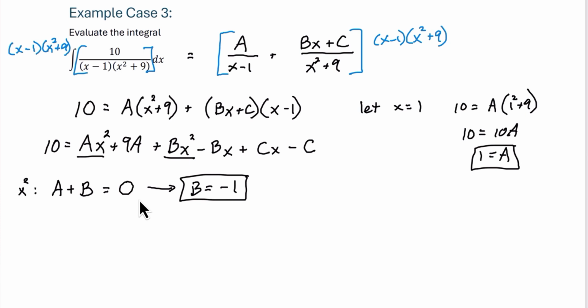Next, we can equate coefficients on the x terms. That is negative bx, or just negative b plus c. That's got to be equal to the coefficient of x on the left side. Again, we don't see that, so it's a 0. Since we already know that b is negative 1, that will be negative negative 1, or 1. Subtract 1 on both sides, and that tells us that c is also negative 1.